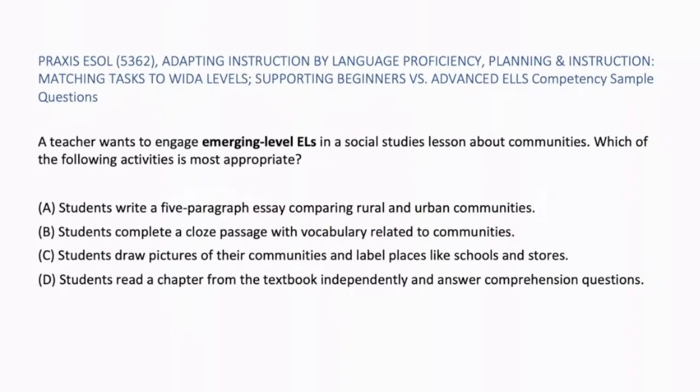A teacher wants to engage emerging level ELs in a social studies lesson about communities. Which of the following activities is most appropriate? A. Students write a 5-paragraph essay comparing rural and urban communities. B. Students complete a cloze passage with vocabulary related to communities. C. Students draw pictures of their communities and label places like schools and stores. Or D. Students read a chapter from the textbook independently and answer comprehension questions.